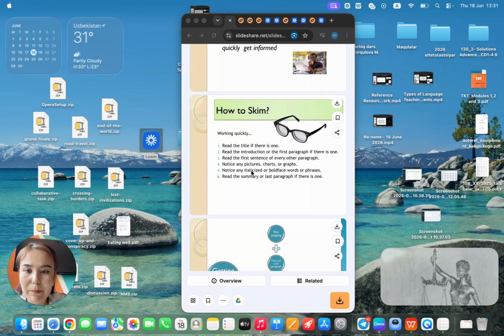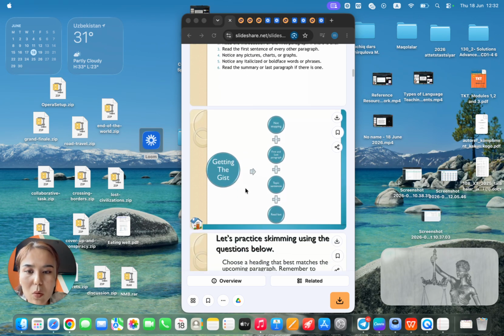How to skim? Working quickly, read the title if there is one. Read the introduction or the first paragraph if there is one. Read the first sentence of every other paragraph. Note any pictures, charts or graphs. Note any bold keywords or bolded words, maybe phrases. And read the summary or last paragraph, if there is one.